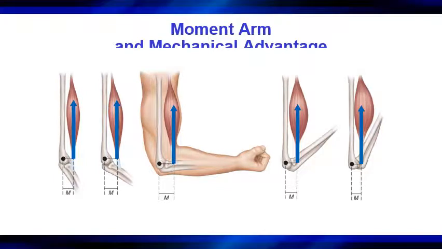All right, here's another way we look at the concept of mechanical advantage and moment arm. It still applies to levers, but here we're focused more on the moment arm and the ability to produce force. So another way we look at this is if we look at the elbow, so we're looking at the elbow joint.